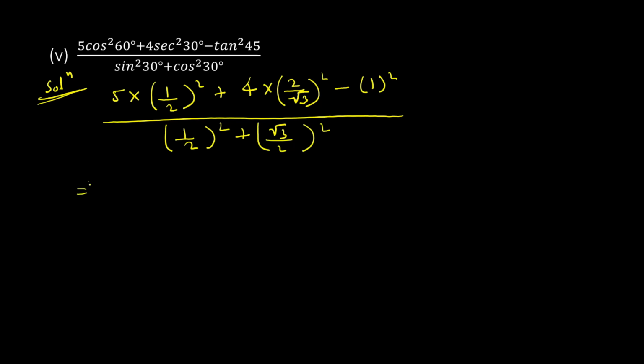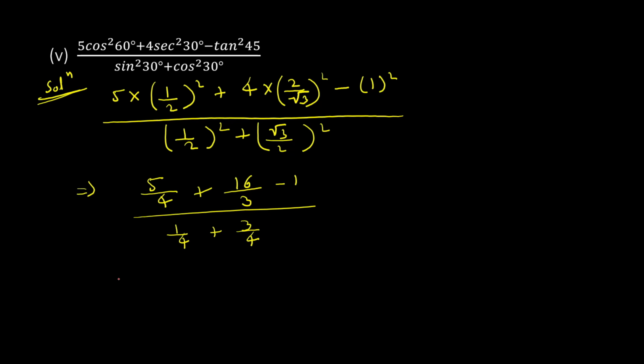Now we will solve it. So 5 into 1 by 4, it will become 5 by 4. We can directly write 5 by 4 plus 4 4 are 16, 16 upon root 3 into root 3 equal to 3, minus 1. It is something like this. And 1 by 2 and its whole square will become 1 by 4, plus root 3 by 2, it will become 3 by 4.